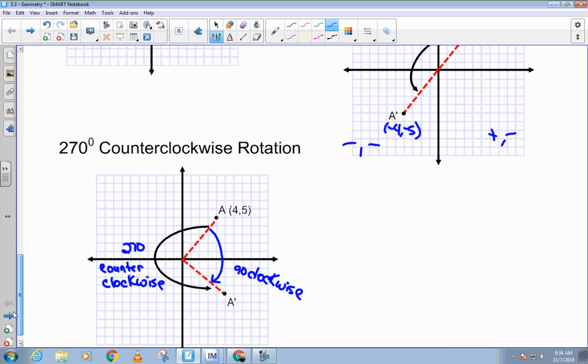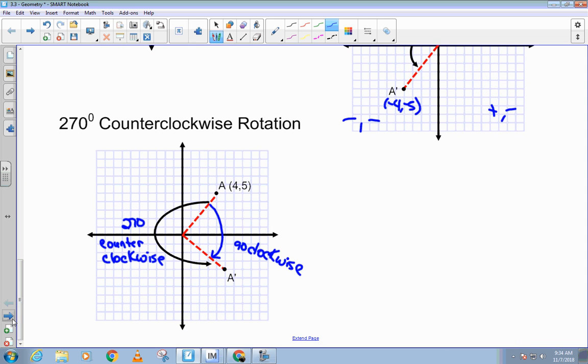So if my point is (4, 5), what do I do? (5, negative 4). This one is the opposite. When it rotated 90 degrees counterclockwise, I said you go over the y-axis. The 90 degrees clockwise goes over the x-axis. So that's what changes. That's how I remember it.